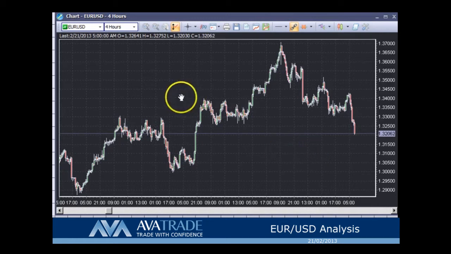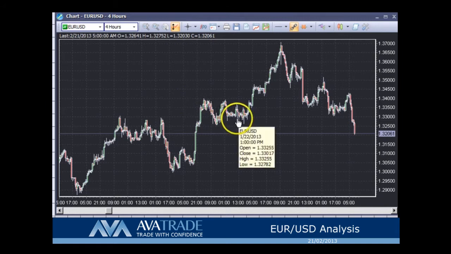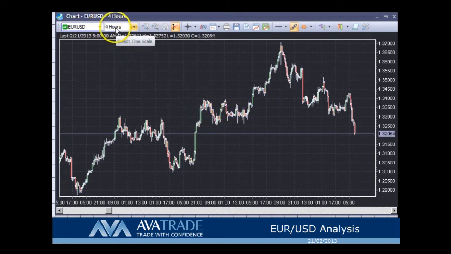Today, we're going to do analysis on the euro dollar chart, and we have the 4 hour euro dollar chart right in front of us. Now, we see that the price is clearly in a downtrend, and it is retracing back after a long move up. The important thing to note is that price has recently broken its support.